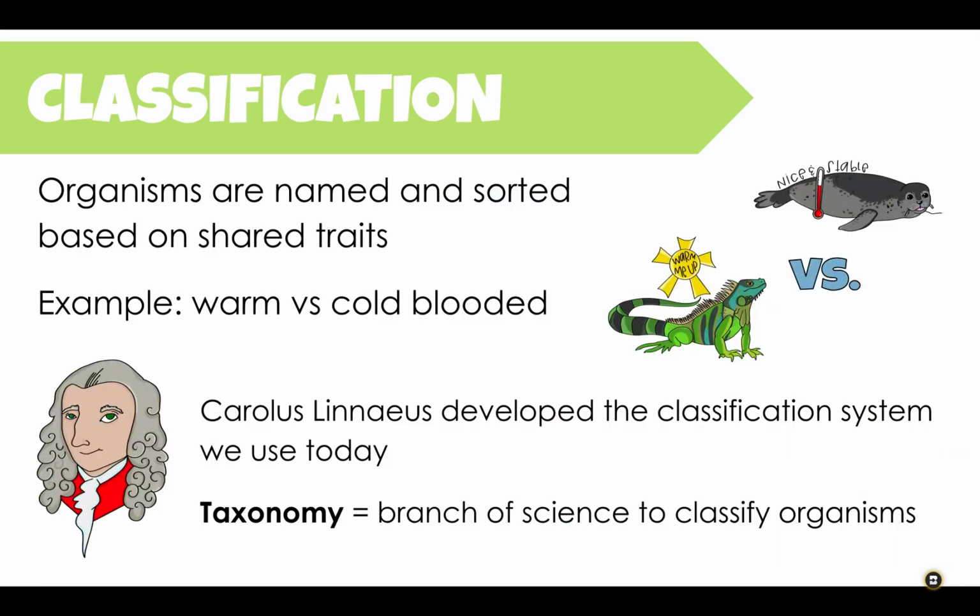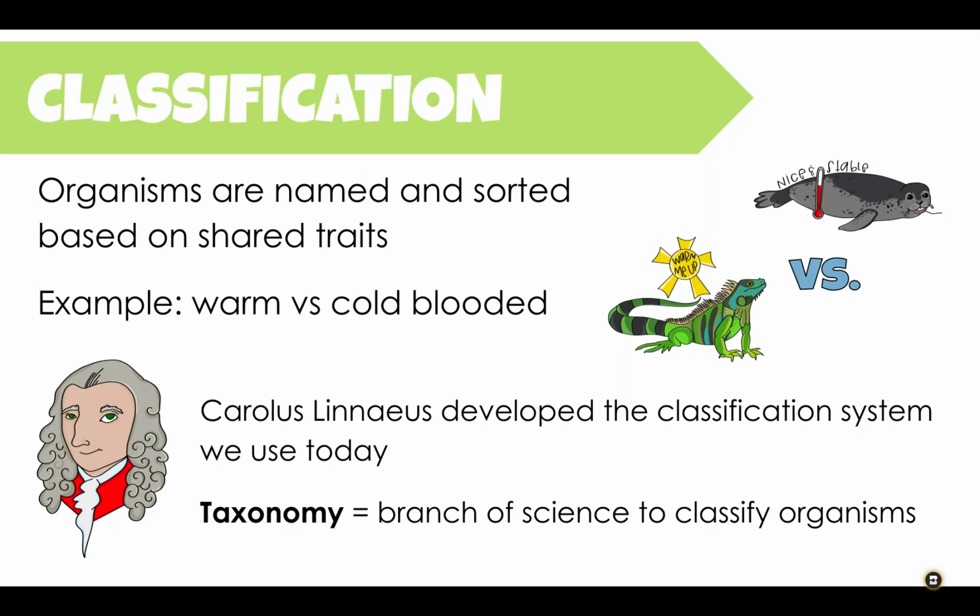And so when we talk about classification, it's really this process of naming and sorting organisms based on those shared traits. An example of this would be the trait of warm versus cold-blooded. So we could have a group of organisms that are warm-blooded and a group of organisms that are cold-blooded.